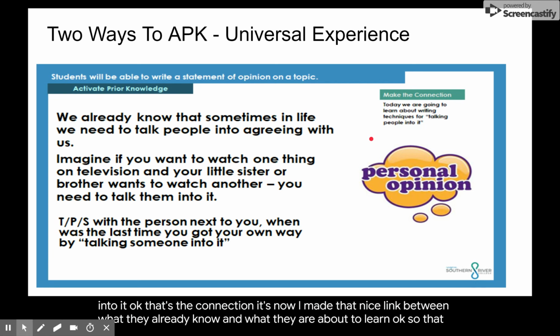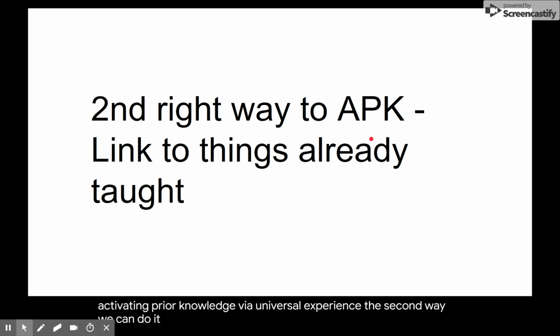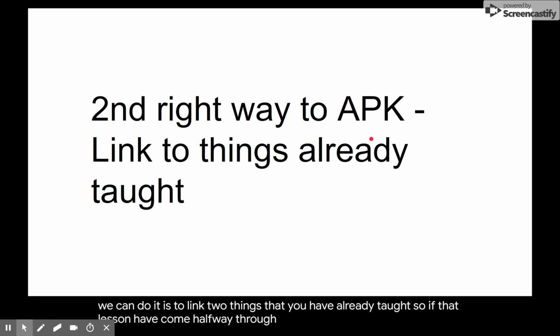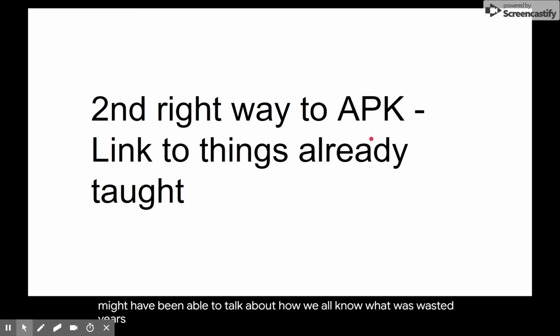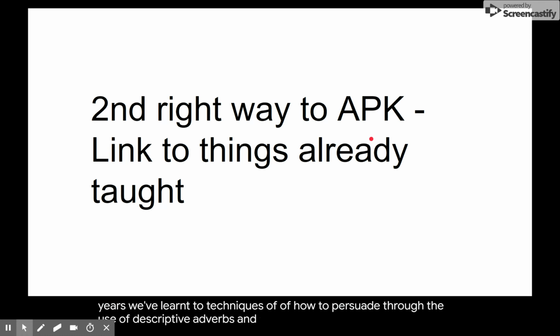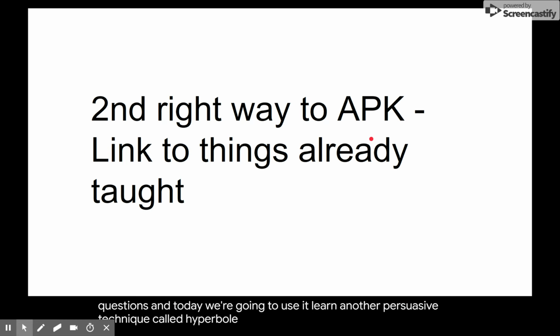Okay, so that's activating prior knowledge via universal experience. The second way we can do it is to link to things that you have already taught. So if that lesson had come halfway through the persuasive writing unit, you might have been able to talk about how we all know what persuasive is, and we've learnt two techniques of how to persuade through the use of descriptive adverbs and adjectives, and through rhetorical questions. And today we're going to learn another persuasive technique called hyperbole. So that's probably where you would go with that one if you were linking it via things already taught.